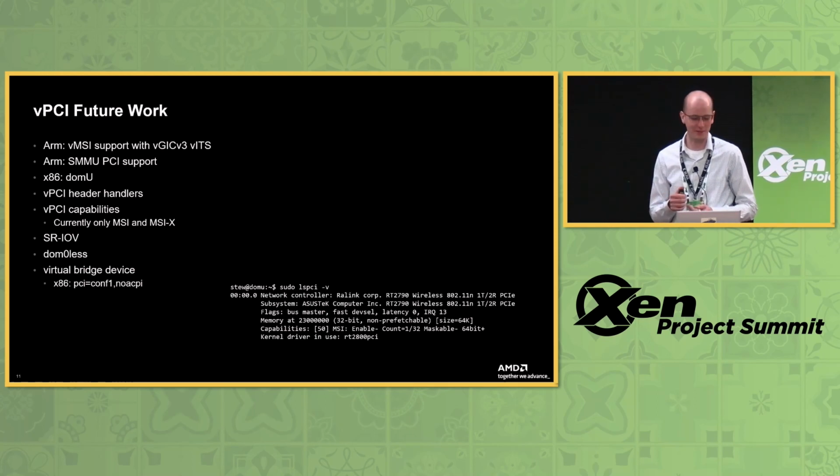On x86, we need to introduce QEMU PVH pass-through support. And again, this is to further align the architectures between x86 and ARM, so that they will look more similar.